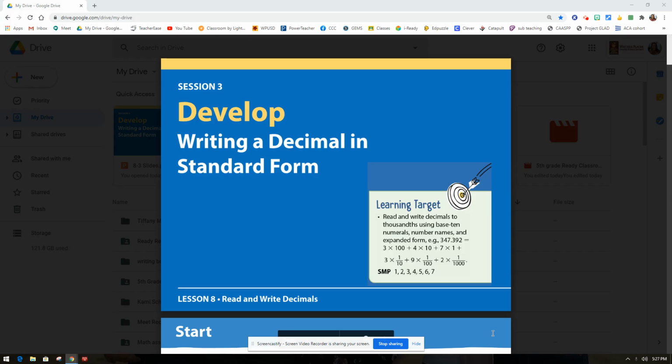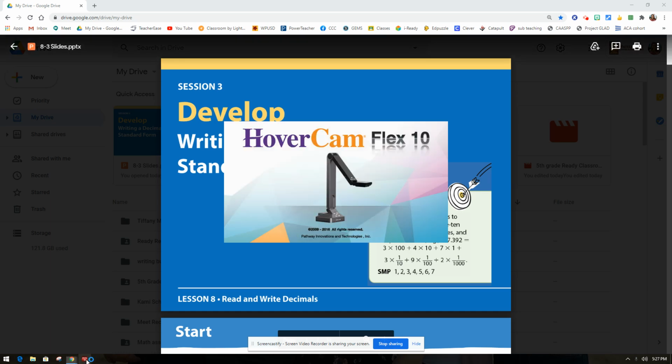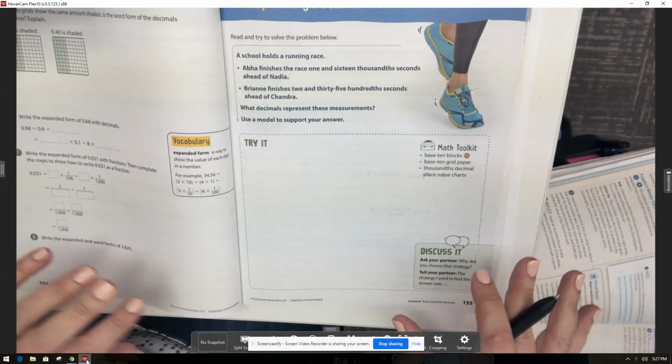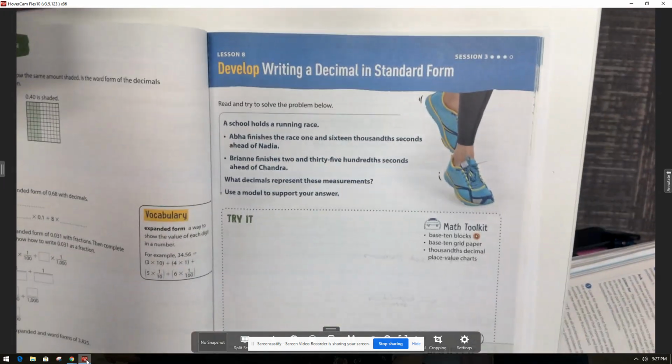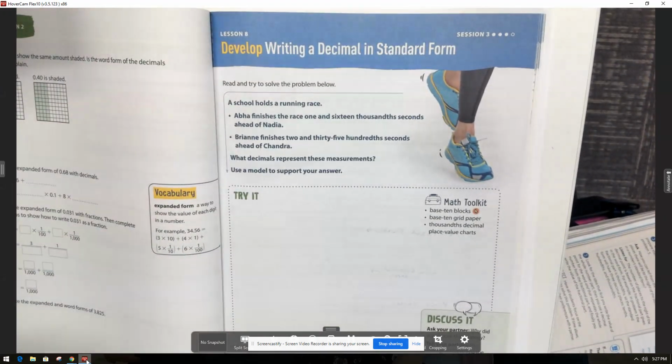So we are going to be working in our Ready Math workbook. We'll be on pages 155 through 160. So I want you to go ahead and open up your Ready Math workbook to page 155. All right, awesome. So we're going to start out on page 155.